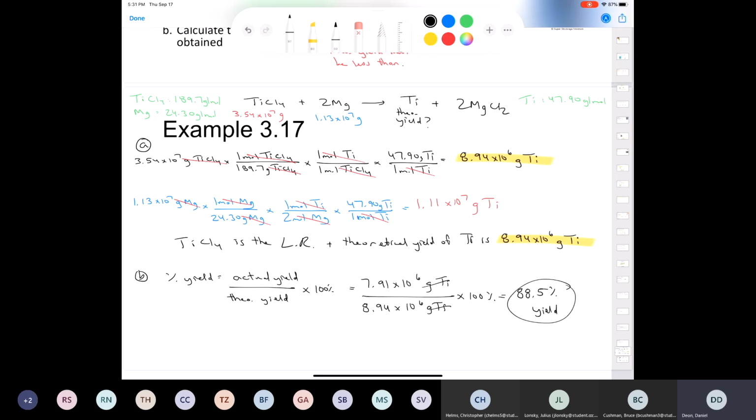All right, and that brings us to the end of Chapter 3. That does it. We solved all of the problems that were in Chapter 3, and there were a lot of them. So Chapter 3, mass relationships and chemical reactions. What did we look at? We started out by looking at atomic mass. Then we looked at molar mass. Then we looked at balancing equations, stoichiometry, so converting from moles of one substance to moles of another substance.